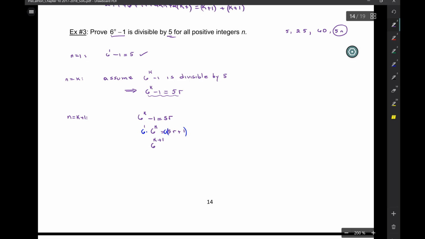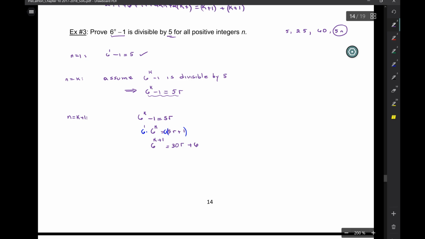Do you see how we get the k plus 1 step? You need the n equals k plus 1. Well, you have 6 to the k. Somehow I need to end with a 6 to the k plus 1. The way I do that is I multiply both sides by 6. So 6 to the k plus 1 is equal to 30r plus 6.